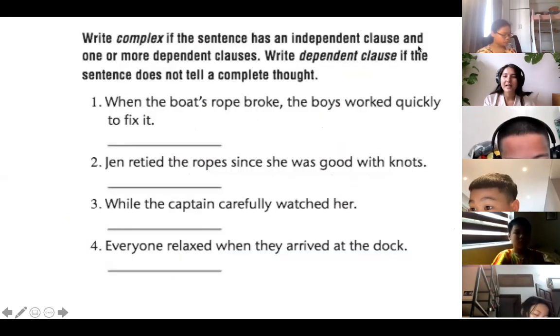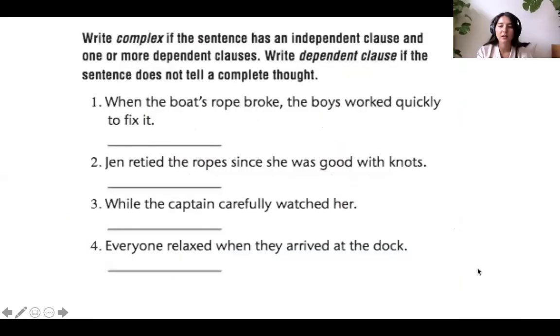All right, let's go ahead and have a look at our homework from yesterday. So lots and lots and lots of grammar on our first day back. Write complex if the sentence has an independent clause and one or more dependent clauses. Write dependent clause if the sentence does not tell a complete thought. Number 1, when the boat's rope broke, the boys worked quickly to fix it. What do we think? Is this a dependent clause that doesn't make sense, or is it a complex sentence with an independent clause and a dependent clause?